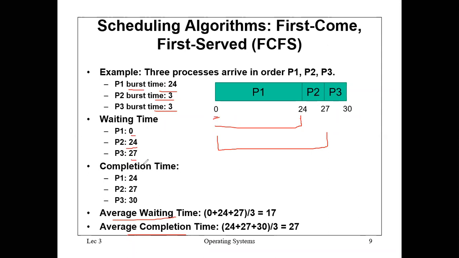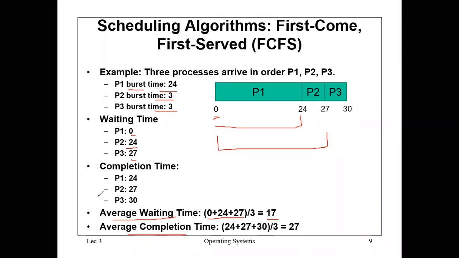So in this way, we can calculate the waiting times, and if you just sum them up and divide by 3, you will get the average waiting time. So what does this average waiting time mean? That on average, any process in your computer has to wait 17 units of time, 17 seconds or picoseconds or anything, before it gets the CPU. Any process that arrives in your system has to wait 17 units of time to get the CPU.